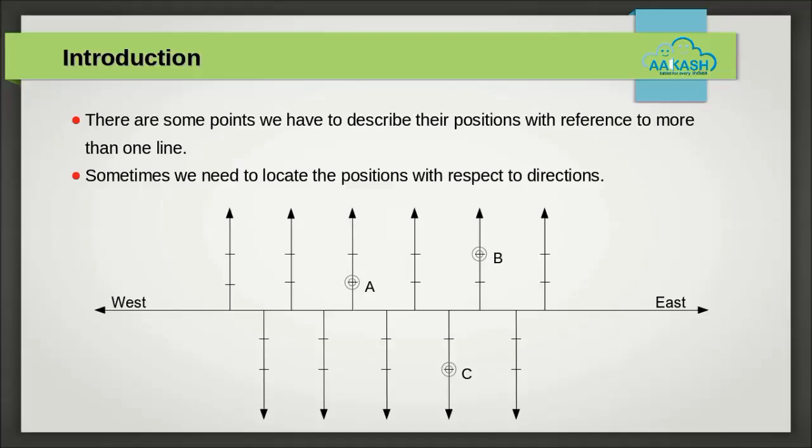Just like that, if a person is walking on the street from west and he wants to describe the location of house B, he would have to say second house on the fifth lane on the left. Here, he used more than one line to describe the position of the house.